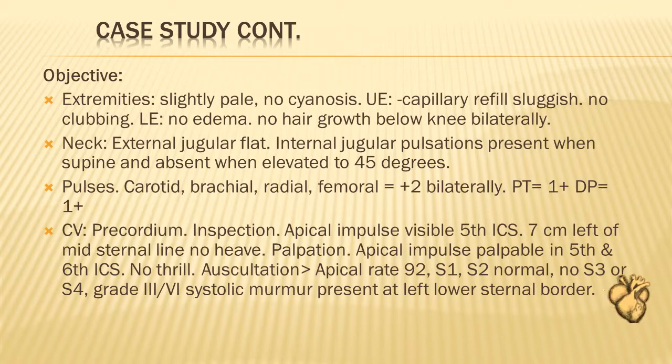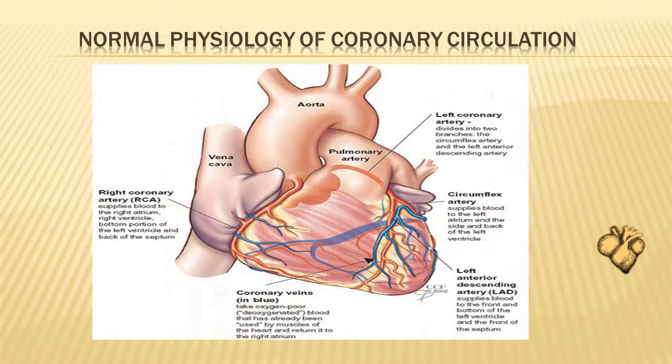And then cardiovascular wise, his inspection was pretty normal. The palpation was a little off, to the 5th and 6th intercostal space. And auscultation was also normal except for the grade 3 systolic murmur that's present at the left lower sternal border. So we're just going to take a look at a couple of the normal coronary circulation.